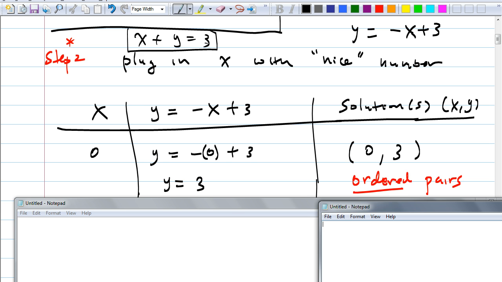Let's plug it in. 0, 3. Yes, it does come out to be true, right? 0 plus 3 gives you 3. So yeah, we checked. But it turns out we're still not done. Even if you check, that's a good idea. But yeah, we're still not done.